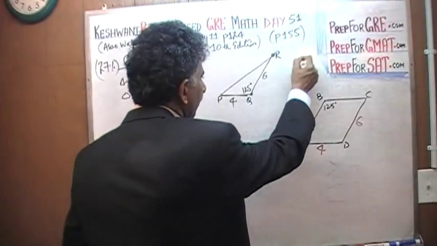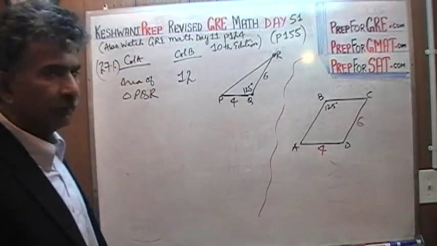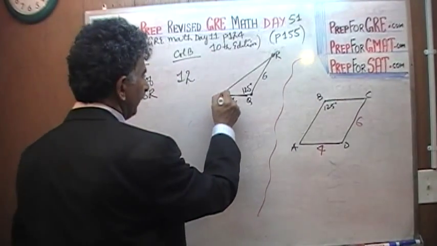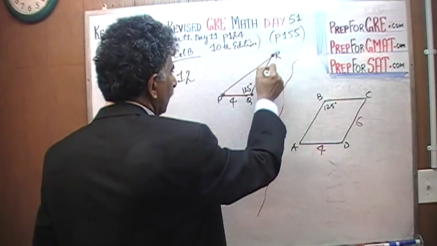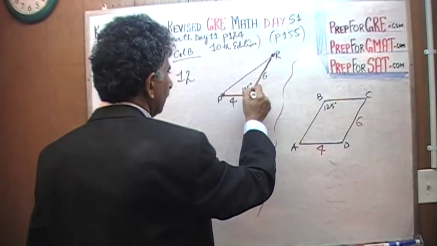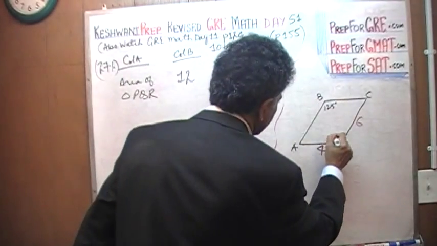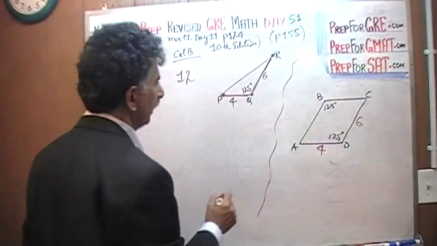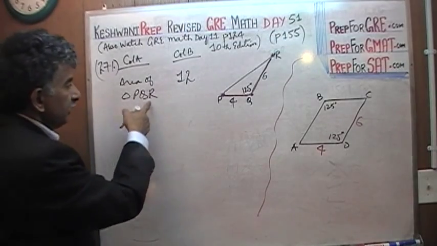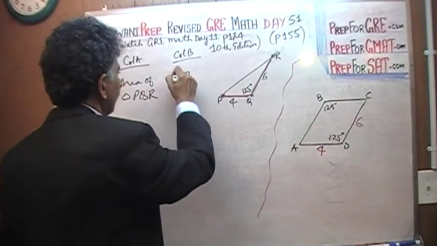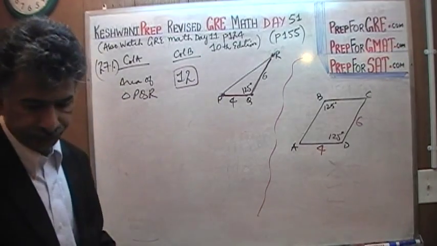But before we do this problem, I would like to do this problem right here. PQ we are told is 4, QR we are told is 6. This angle is 125, just like here, because it's a parallelogram. Let's compare the area of this triangle PQR versus 12. Let's see how it compares.